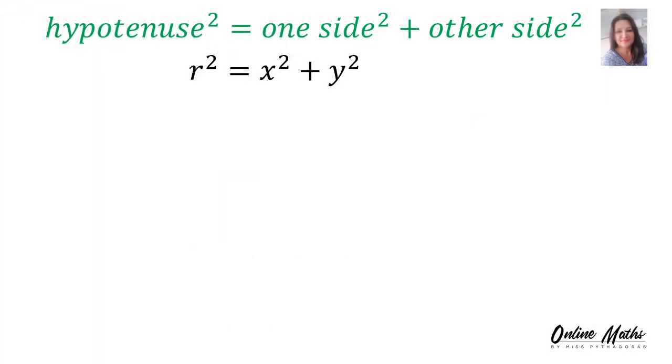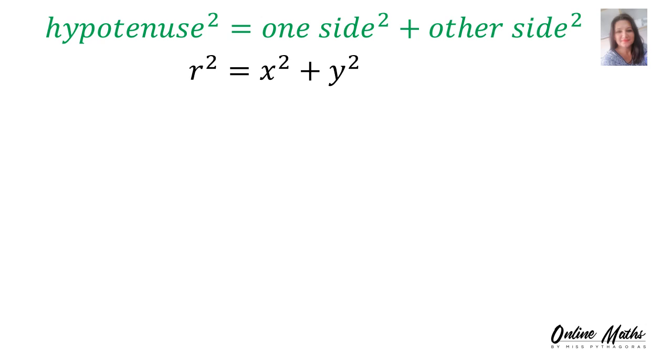Now it will work like this. Remember, the theorem of Pythagoras says that the hypotenuse squared is equal to one side squared plus the other side squared. And we know this as r squared is equal to x squared plus y squared. Now, when you want to prove that a triangle is indeed a right-angled triangle, you will do the opposite of the theorem of Pythagoras, since Pythagoras only works in a right-angled triangle.